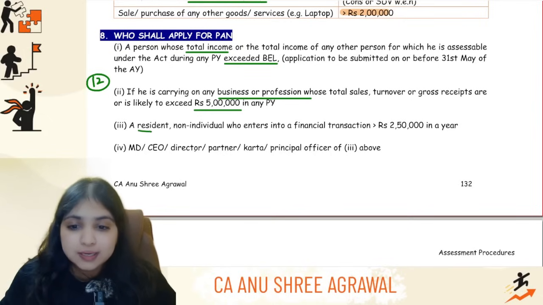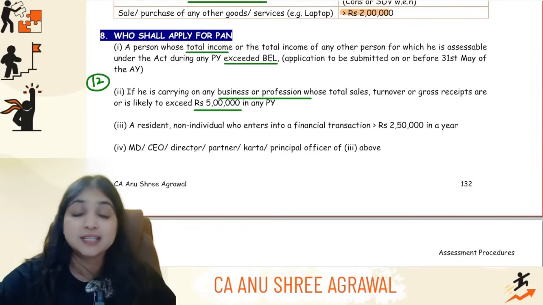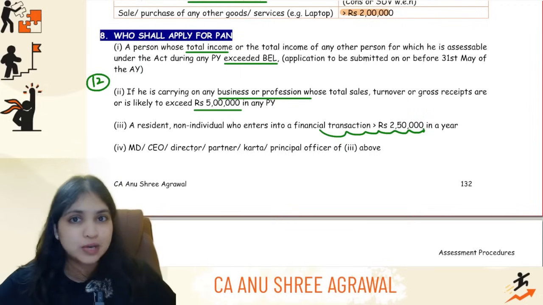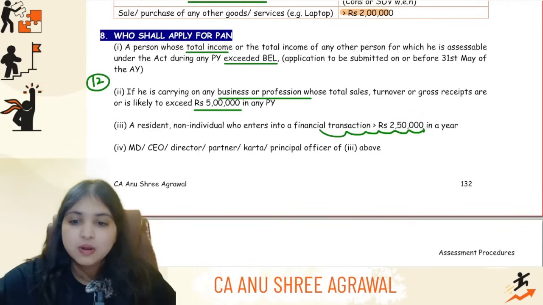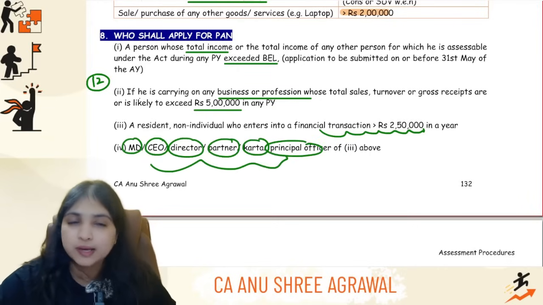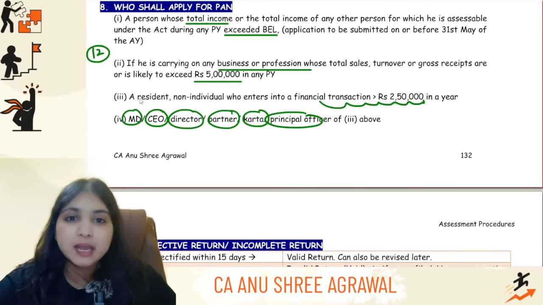Number three, if you're a resident non-individual, like for example, a resident company or a resident firm, in that case, if your financial transactions are more than 2,50,000, you'll have to get a PAN. Now, that entity's MD, CEO, director, partner, karta or principal officer, even they have to get a PAN. So, totally 4 people have to apply for PAN. Number one, every person whose total income is more than basic exemption limit.